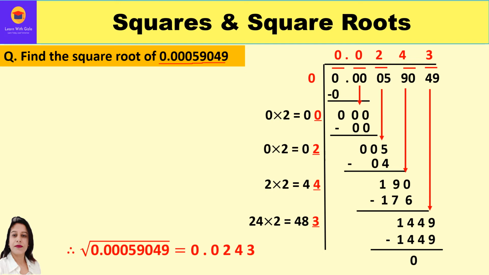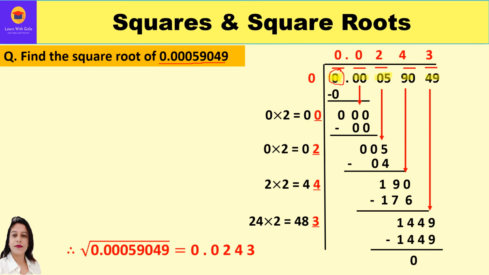For the long division method, first we form the pairs. Since it's a decimal number, it has two parts, the whole number part and the decimal part. For the whole number part, we have to make the pair starting from the right hand side. So the first pair is 0. For the decimal part, we start from the left hand side. So the first pair is 0, 0. Second is 0, 5, then 90, and then 49. Now we shall take the first period, that is 0. Over here, we have to think of a number.